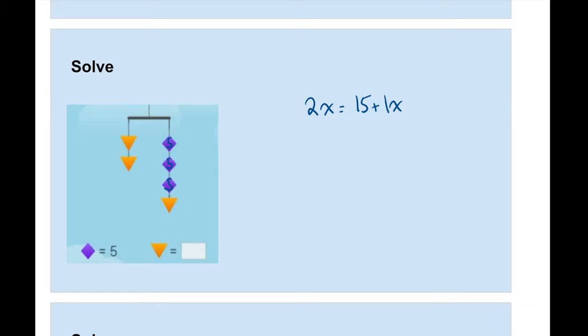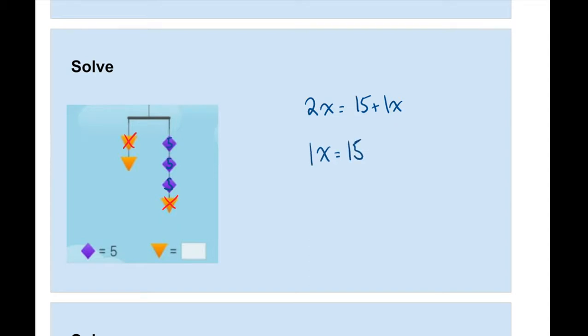And if I look at the mobile, because I have x's on both sides, it might help if I cancel them out. So if I get rid of 1x on one side, technically the mobile would be unbalanced, so I would need to get rid of 1x on the other side. And when I do that, I'm left with only one variable, or an x, and then 15 on one side. So by doing that, I end up with x equals, or 1x equals 15.